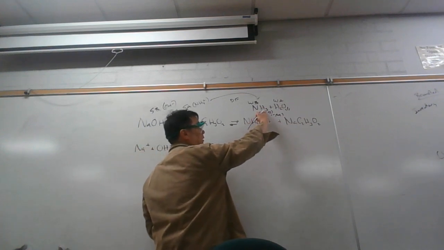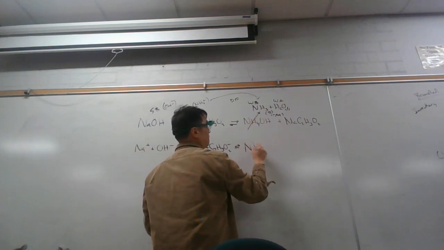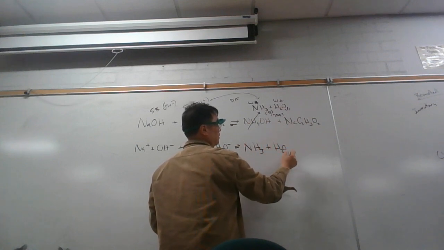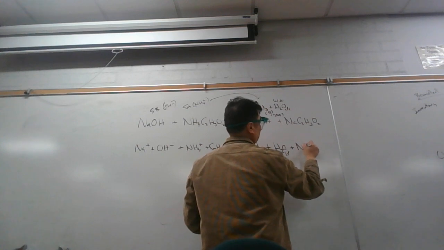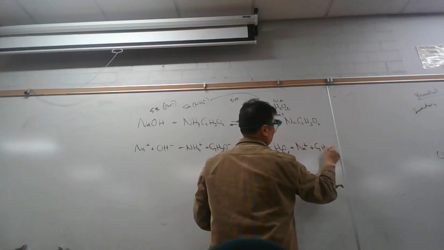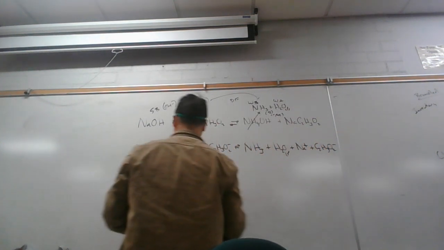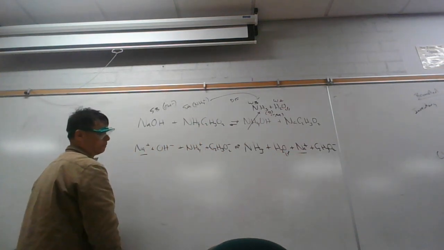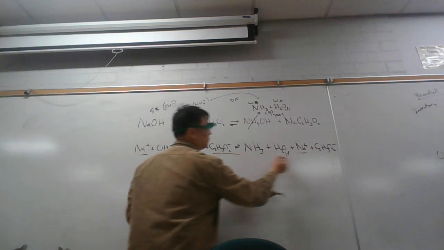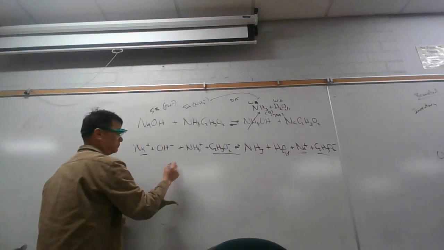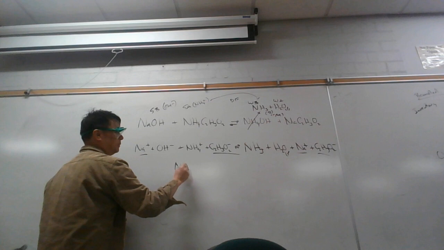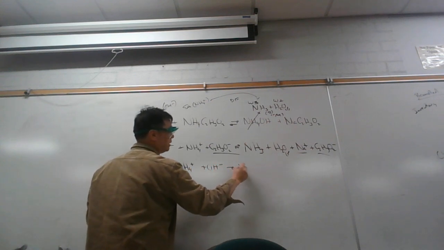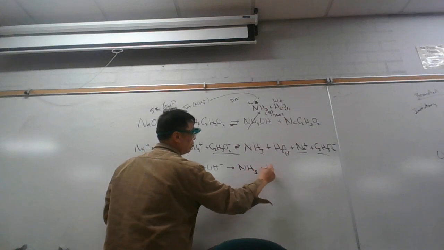Ammonia, water, sodium acetate. So spectators here, sodium ions would be spectator and acetates. I'm going to reverse this. I'll make it ammonium plus hydroxide ions yields ammonia and water.